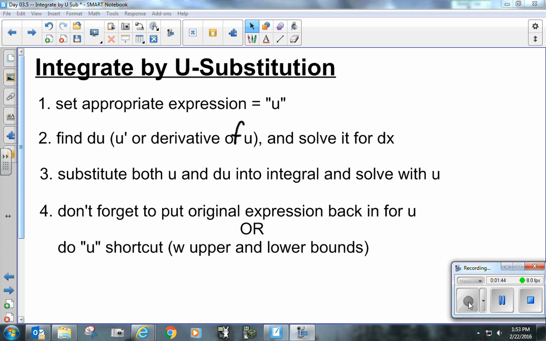If you do not put the original expression back in for u, you know the upper and lower bounds when we take an integral, the top and bottom of that little s thing? We would have to do a u shortcut with those as well. I'll explain that in a second.